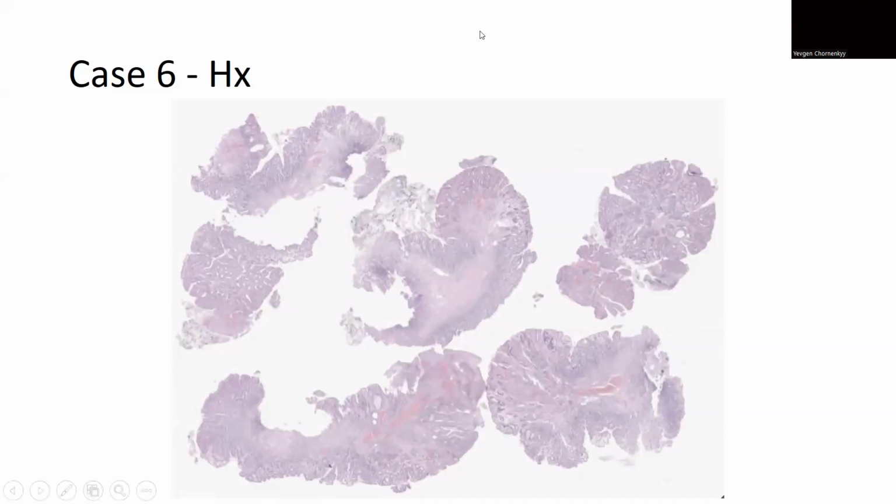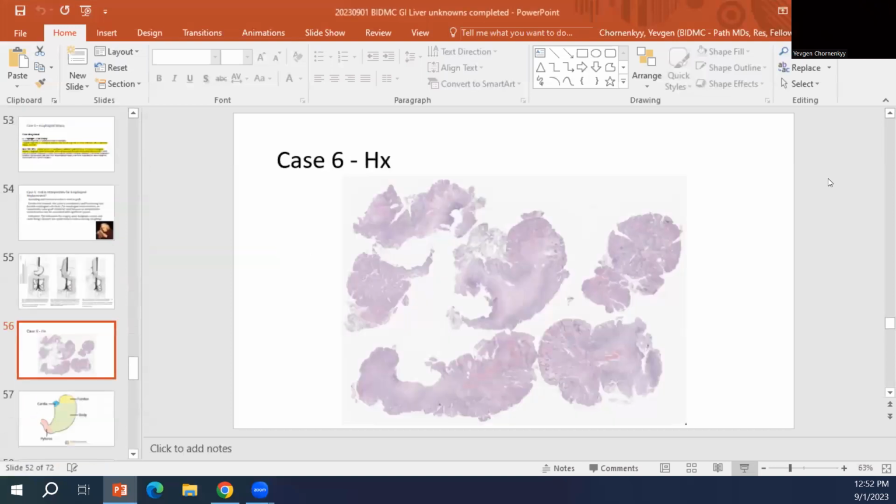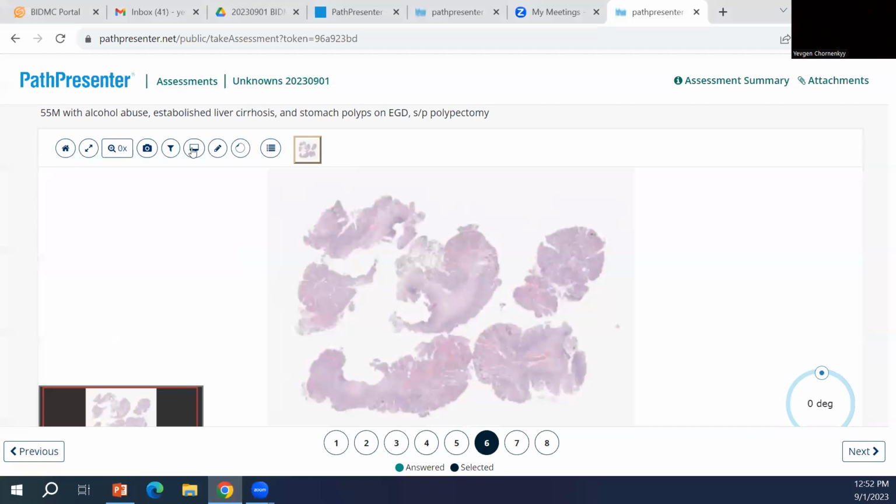Okay, so this is case 6, and again this is hopefully a more straightforward case. I try to give you a lot of info with the history as well, because with that kind of history and these findings, you should be thinking about a certain entity. So this is a patient with alcohol abuse. They have liver cirrhosis, and they have stomach polyps, and they had an EGD.